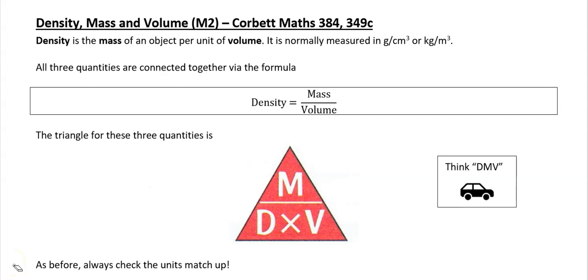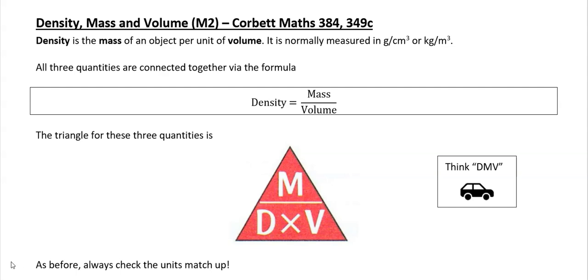Okay, in this video we're going to be looking at mass, density and volume, and then we're also going to go on and look at pressure, area and force. So the first thing we're going to look at is density, mass, volume. Now again, there's a memory triangle, as I call it, much like we did for distance, speed, time, just for remembering these things. So we will look at how we do this.